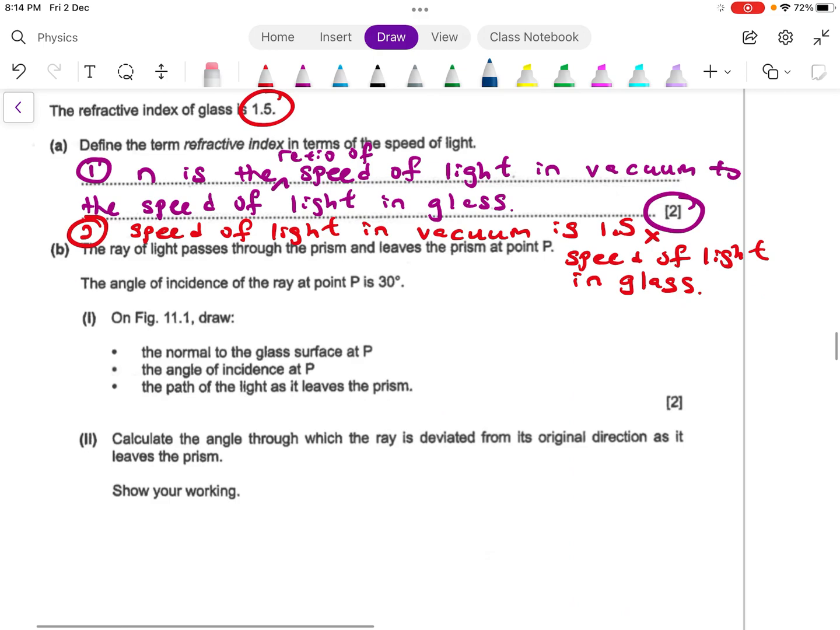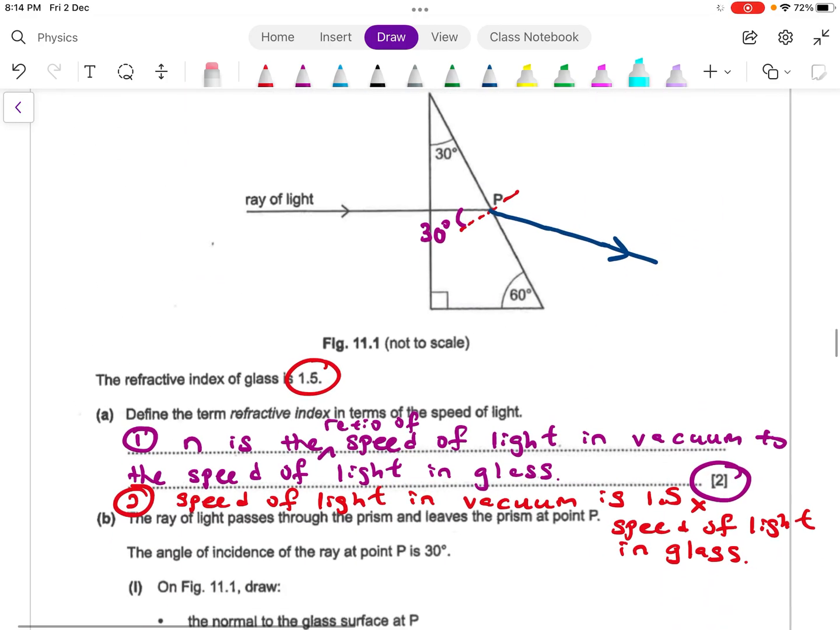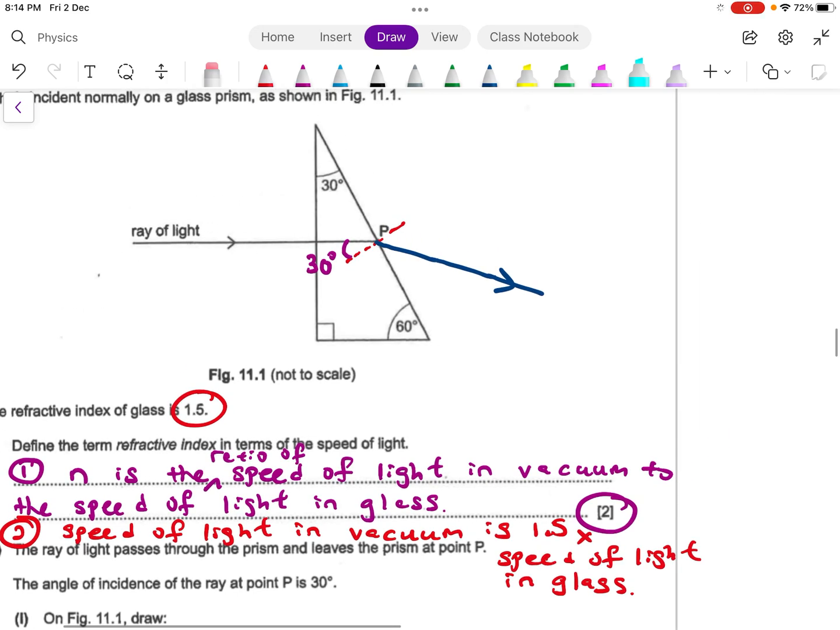Alright, so part 2, calculation again. Calculate the angle through which the ray is deviated from the original direction as it leaves the prism, and of course we must show our working. So we are not required to calculate the angle of refraction, but we must calculate the angle that it deviated. Okay, so first thing, let's go back to this thing. I want to calculate this angle right here first. So how do I calculate?